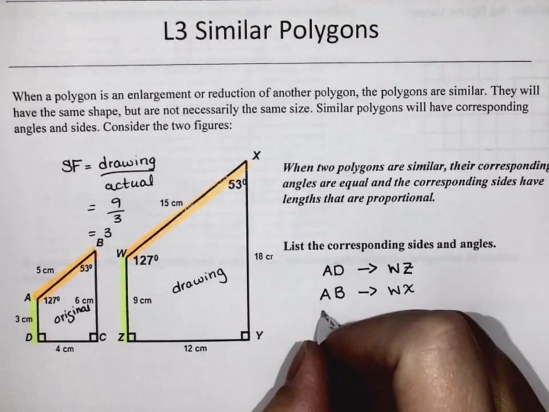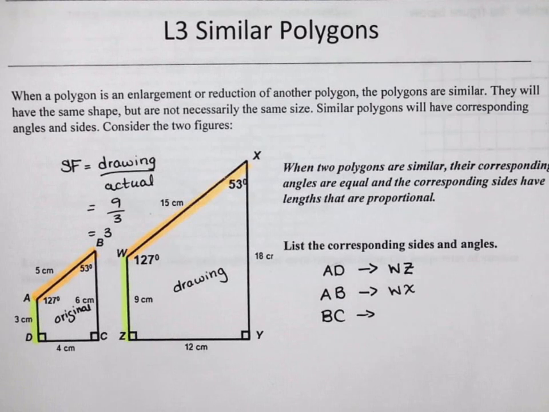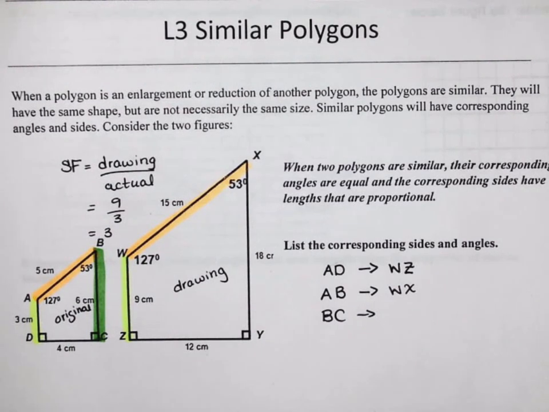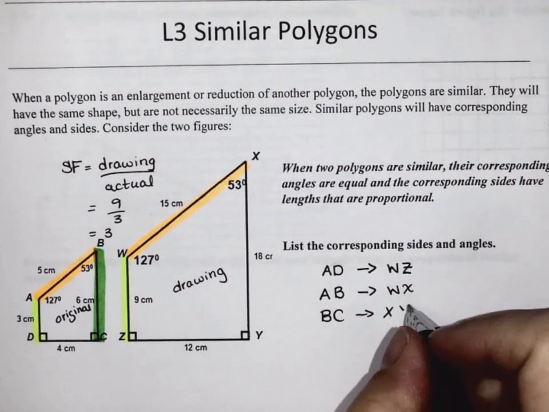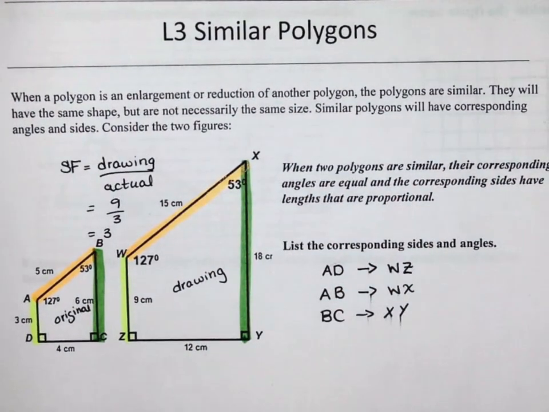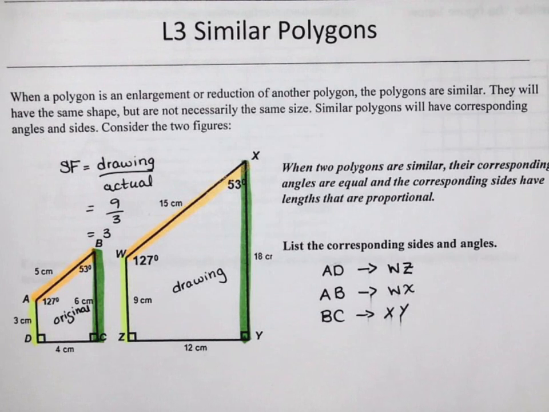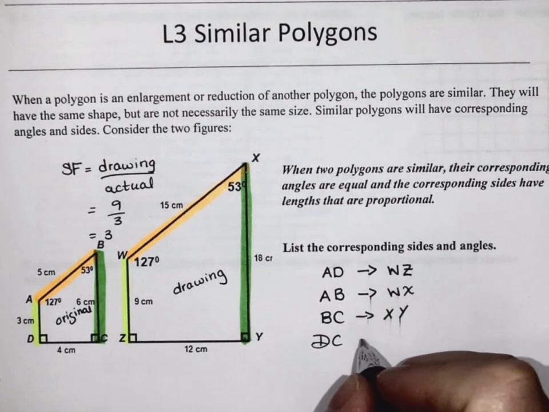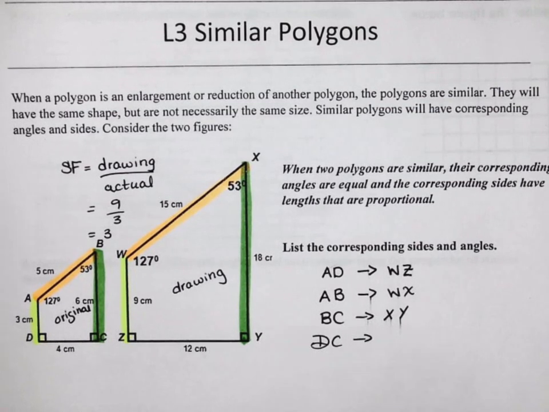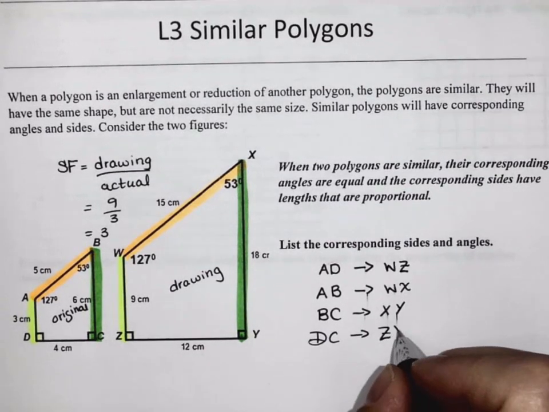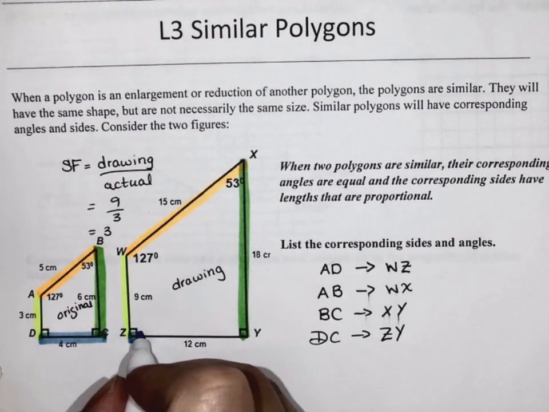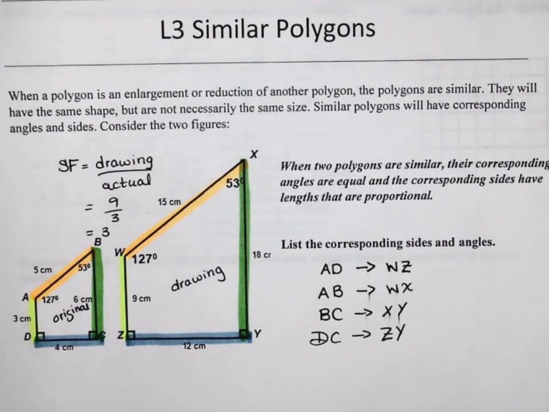Okay, and then I have BC. BC is here. And what side does that match? XY. And sometimes I like putting colors on them just to help remind me. And then my last one's going to be DC, and that one's going to match the bottom here, so ZY. So if you started on the left and went to the right, you went DC, then you should start on the left and go to the right for the bigger shape.